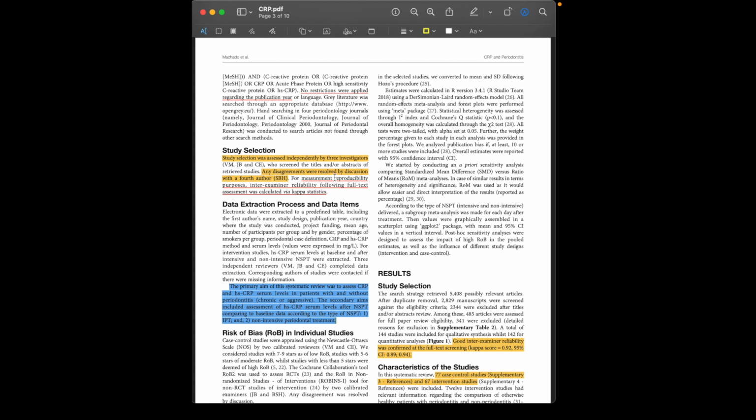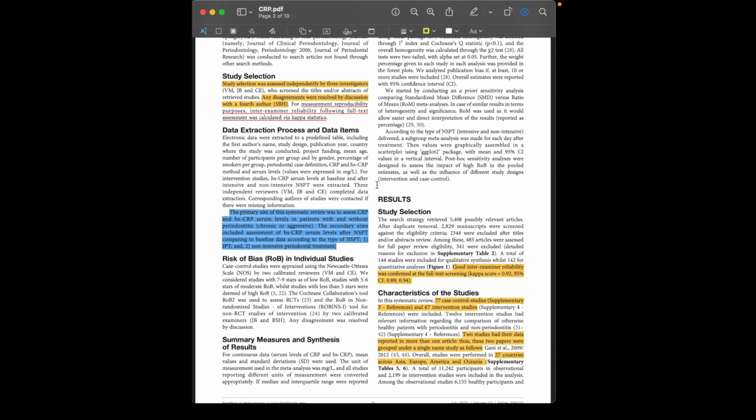And then for measurement reproducibility, which is another big thing about articles or studies, is its reproducibility. If you can reproduce it, then it shows that it has some sort of legitimacy. Because if someone were to say that that article was false or if something was wrong with it, they can reproduce it. So for measurement reproducibility purposes, inter-examiner reliability following full text assessment was calculated via kappa statistics, again making it a meta-analysis.